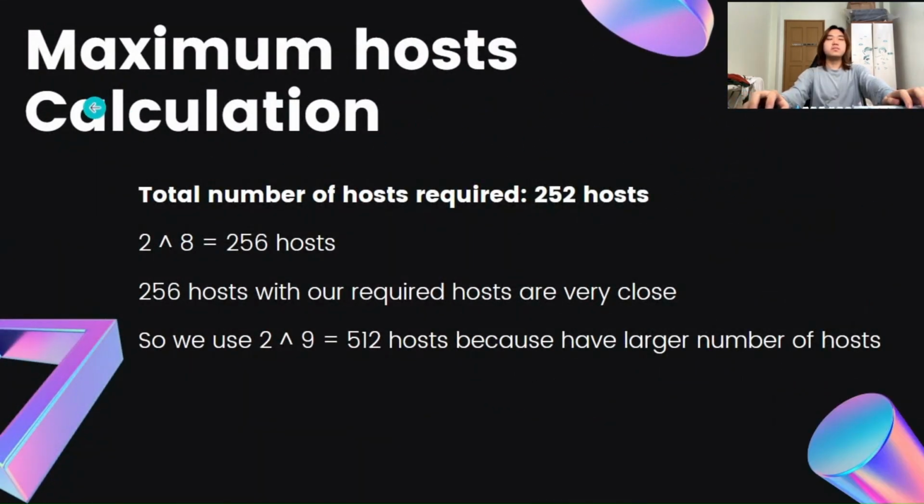So this is the formula of the maximum host calculation. As you can see, we have 252 hosts, which is the largest number of hosts in our assignment. If we calculate with 2 to the power of 8, we'll get 256 hosts, and 256 hosts is very close to our required hosts. So we use 2 to the power of 9, which equals 512 hosts, because it is a larger number of hosts.